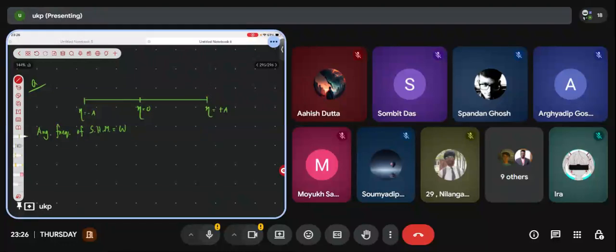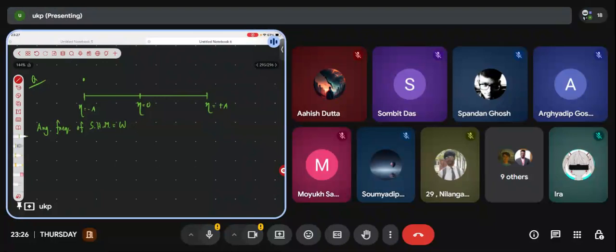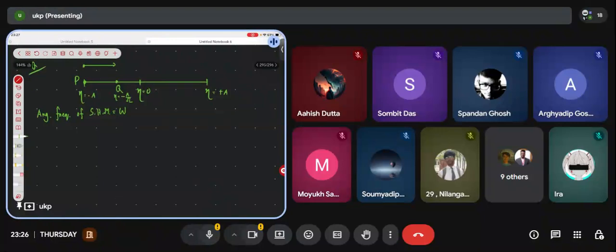At a particular time instant, let's say t equal to 0, the particle is present at the left extreme position. I have already used a, so let's name this point P. The particle then moves towards the right, and after some time it reaches point Q. The x coordinate of point Q is minus a by root 2. Clear?